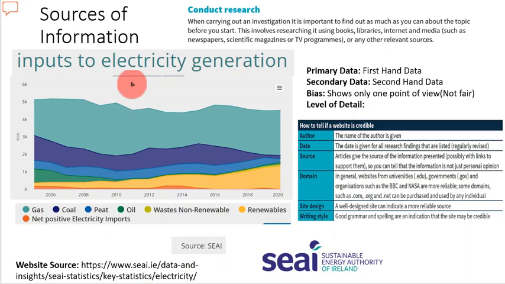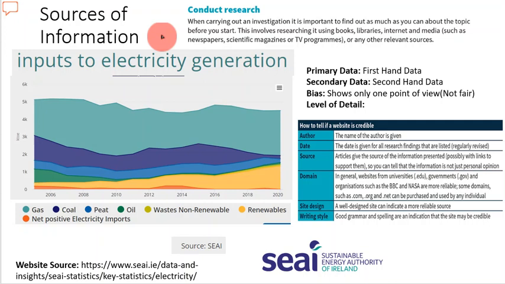So when we're gathering information, we need to think about our sources of information. For example, when we carry out an investigation, it is important to find out as much as you can about the topic before you start. This involves researching it using books, libraries, internet and media, such as newspapers, scientific magazines, or TV programs, or any other relevant source of information.